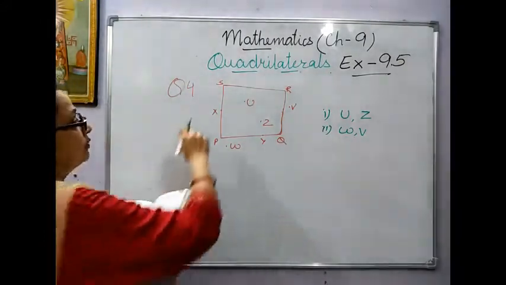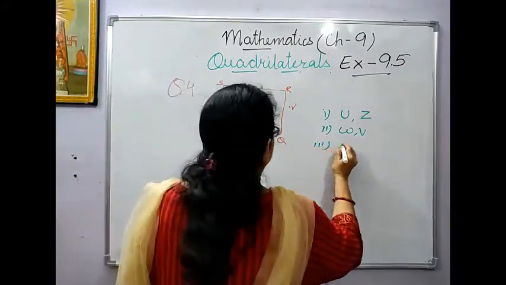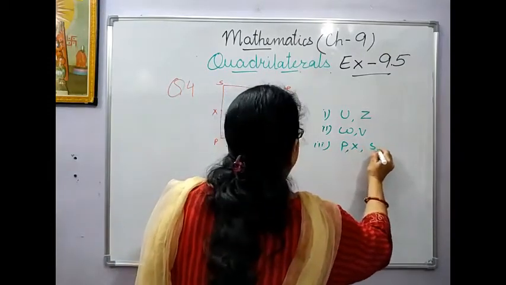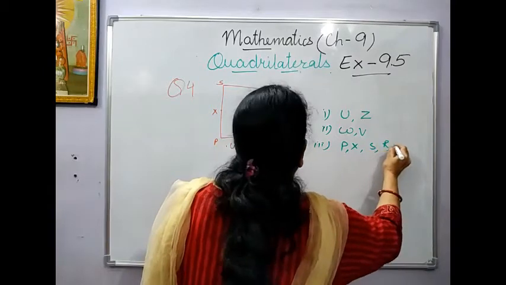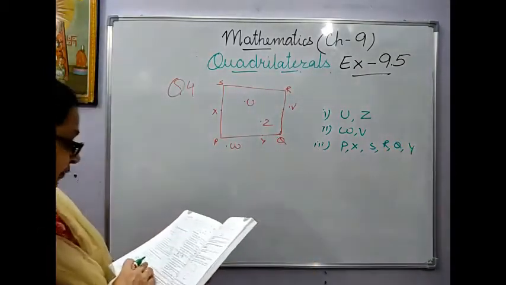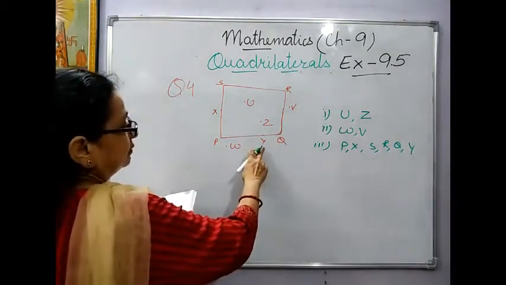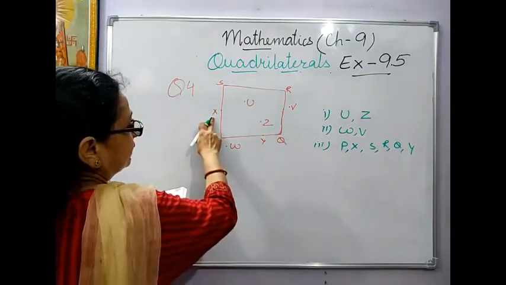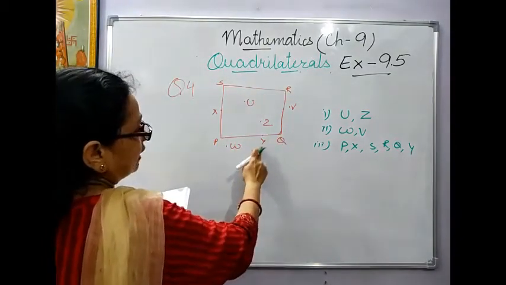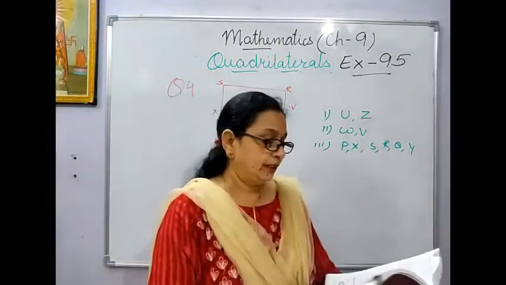Then on its boundary, so we'll start from here. P, X, S, R, Q, Y. Okay, 6 are there. P, X, S, R, Q and Y. Okay. So this was your fourth one.